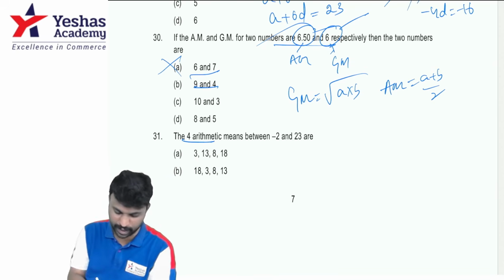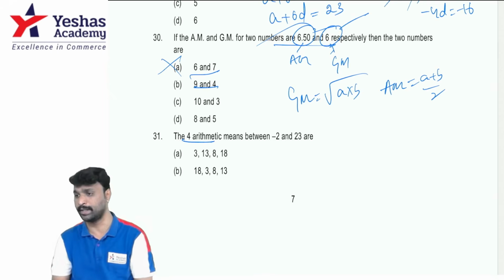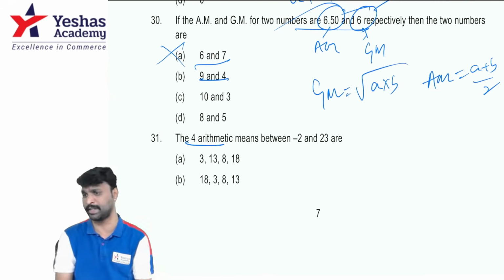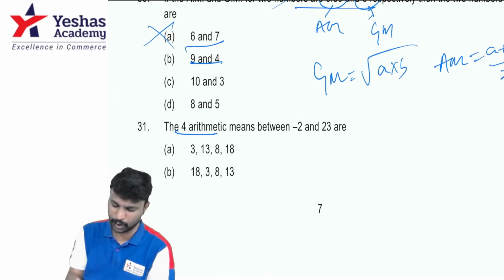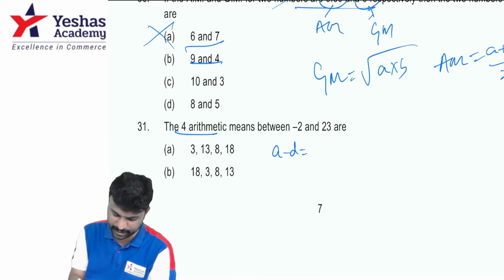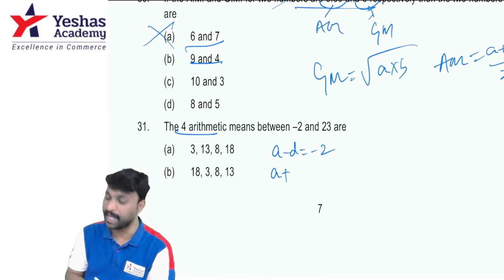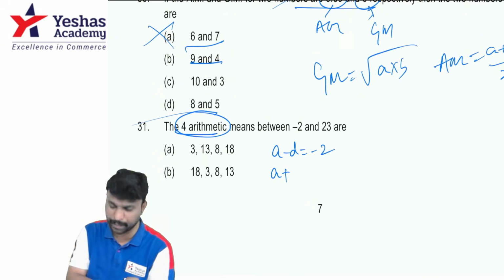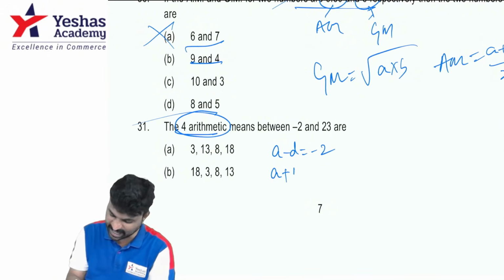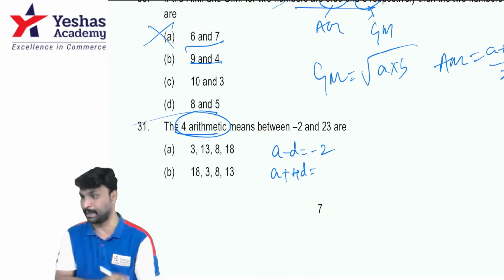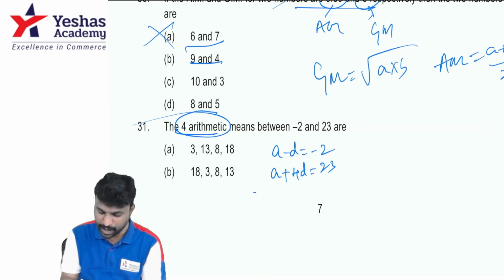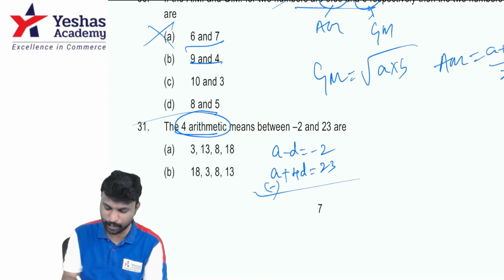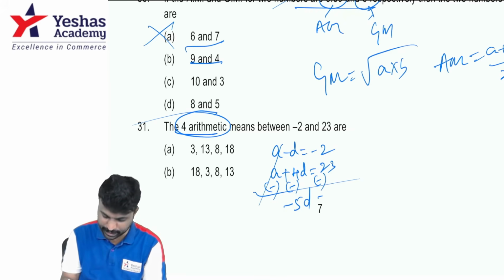31st question, the four arithmetic means between minus 2 and 23, one of the concepts that I've discussed in the class. Always the two given terms must be taken as a minus d and a plus nd. N depends upon how many arithmetic means you are inserting. So it is a plus 4d, because 4 arithmetic means, and that is equal to 23. Find the common difference by subtracting the two equations. If I subtract, I get minus 5d, a cancels. Minus 2 minus 23 is minus 25, so d is equal to 5.